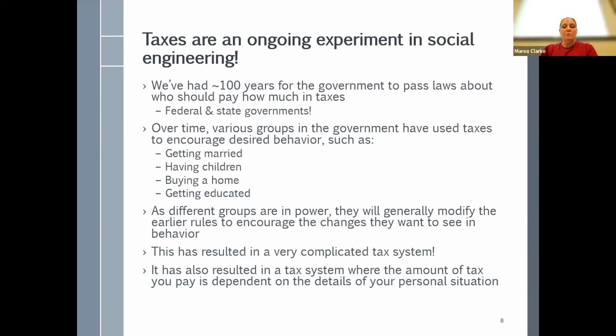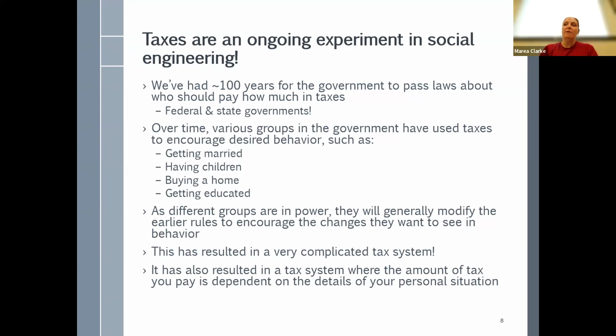Over time, various groups in the government have used taxes to encourage desired behavior. Get married, save some money on your taxes, have some kids, buy a home, go to college. All those things have been incentivized or de-incentivized. You can imagine a horrible layer cake of different groups changing the previous rules. I'm sure we will probably get some additional changes in the upcoming years based on the election results. That's okay, right? The taxes are what the taxes are.